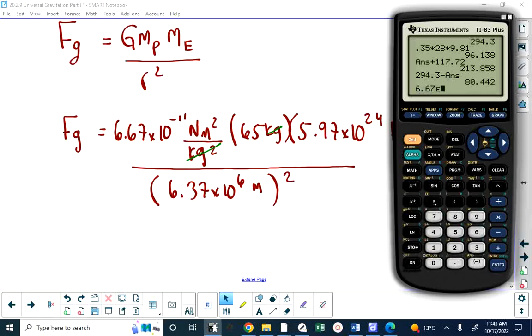6.67 multiplied by 10 to the negative 11 times 65 kilograms times the mass of the Earth. You're entering this in one shot, and you do not need brackets anywhere in your calculator. And you always are using your exponential notation button. So I want to pause for a second here.